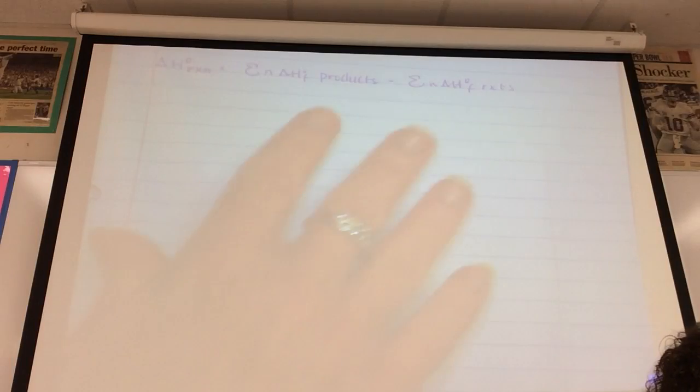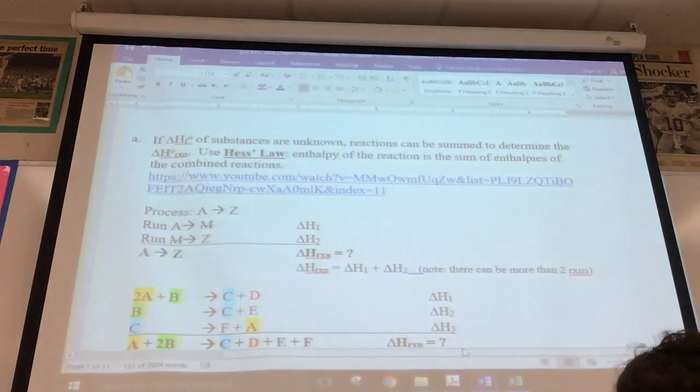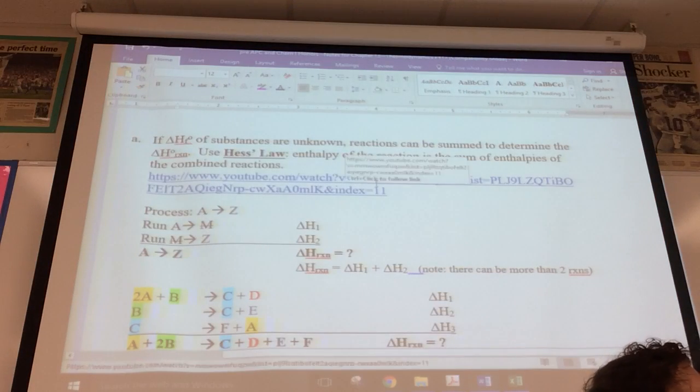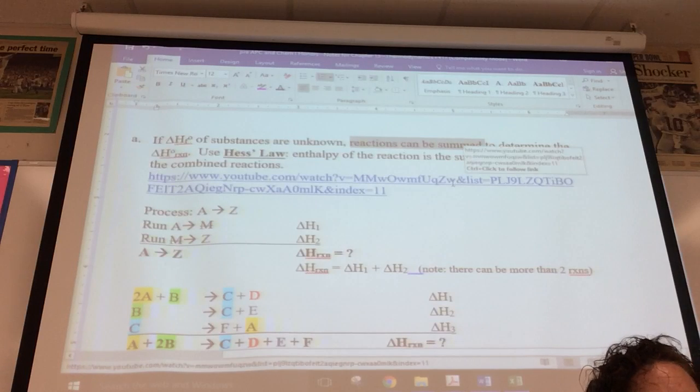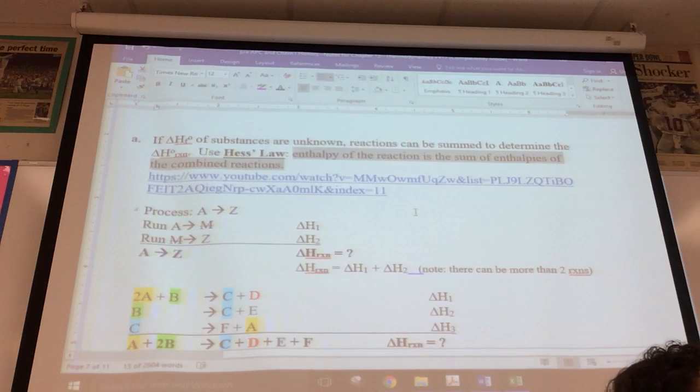If the delta H's of formation are not known, you can do something a little bit differently. If the reactions can be summed to a net reaction, Hess's law says that the enthalpy of the reaction is the sum of the enthalpies of the combined reactions.